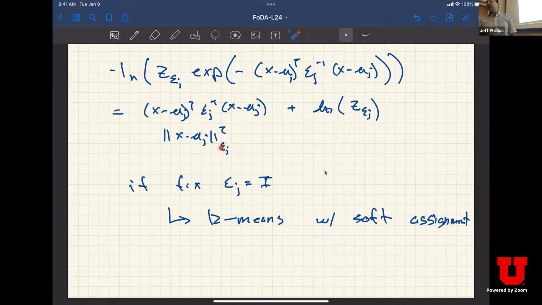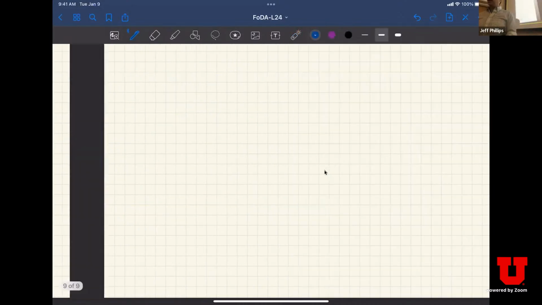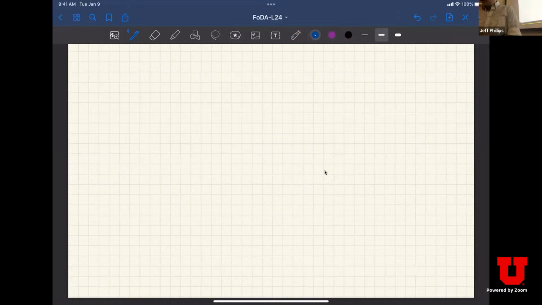You can choose the stretching of this distance, and you can do a soft assignment. All right, so that's what we want to do, and I'm going to adapt the algorithm. So this is going to be the EM. I'll just describe what that means: expectation maximization. The EM algorithm for the mixture of Gaussians.